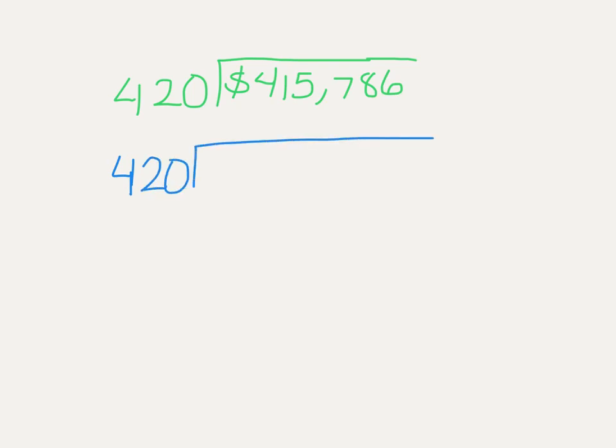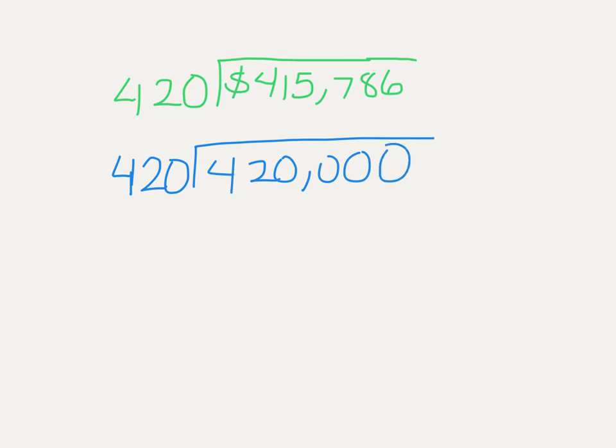And then we're going to change this 415,786. If I look here at this 420, this 20 right here, and we've got 15 here. If I take a look at the numbers here, I can easily make this and estimate that to be 420,000.